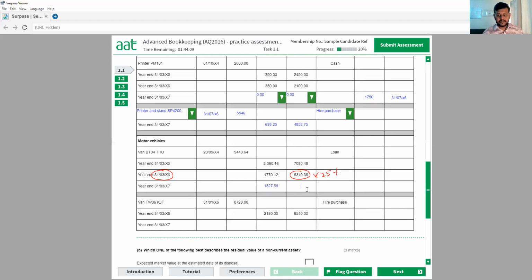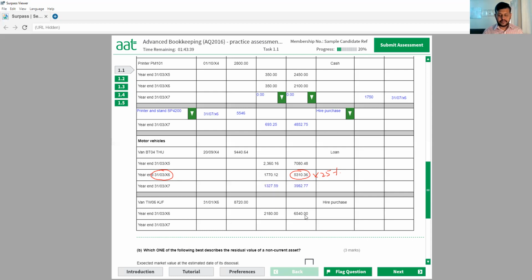And how much will be the carrying value? So 5310.36 minus the depreciation, 1327.59. That will give you 3982.77. So this is your carrying value. All right, then we have a van. This is the hire purchase. The question already gave it to us. Then we have another motor vehicle.